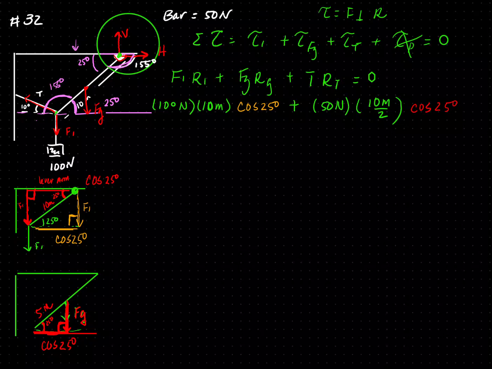So now I'm going to plug in for tension. We don't know what tension is, so we just plug in T. We know RT is going to be 10 meters because it's at the end of the bar. I'm going to redraw my picture.